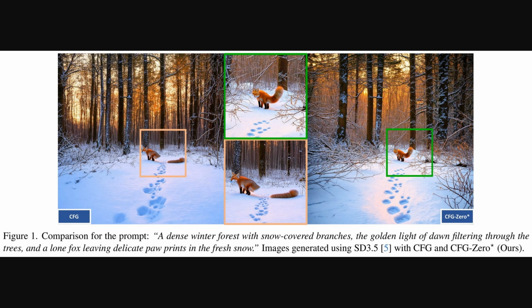Okay, so speaking of seeing the results, let's look at Figure 1 here. This gives a really nice visual comparison. The prompt was for a dense winter forest scene with a fox leaving paw prints, generated using SD 3.5. On the left, we see the result using standard CFG. And on the right, the result using the proposed CFG-Zero method. You can see, especially in the zoomed-in sections, the image generated with CFG-Zero appears clearer, maybe a bit sharper, especially looking at the fox itself. It's a good example of how this technique can improve the final image quality.